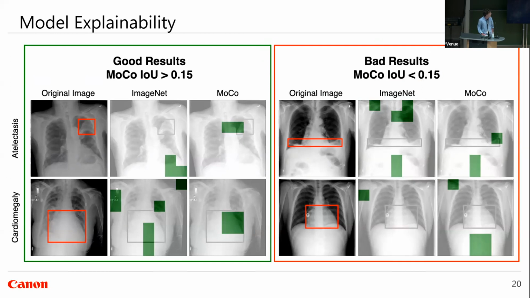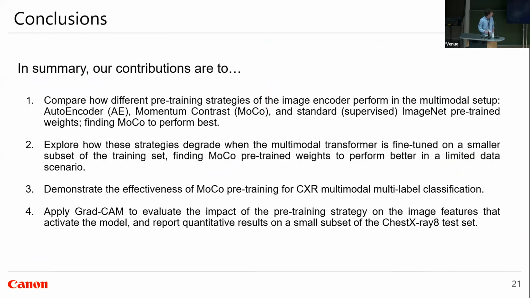But yeah, on the right, it can be seen that also MoCo, using contrastive learning, doesn't always achieve good localization of the pathology. So in conclusion, our contribution is to compare different pre-training strategies for multimodal learning using an autoencoder, momentum contrast, and the standard supervised ImageNet pre-training. And we found that MoCo performs best.